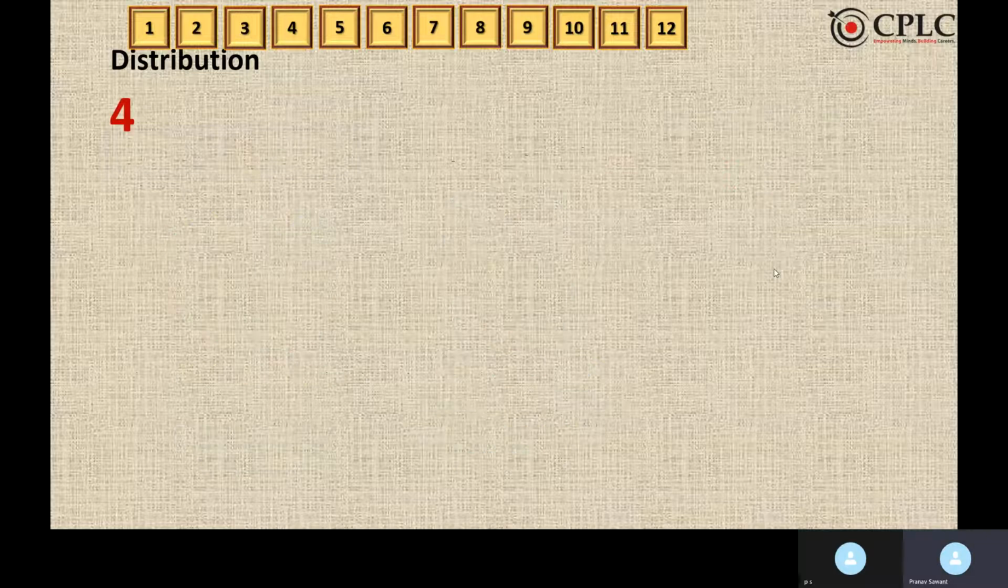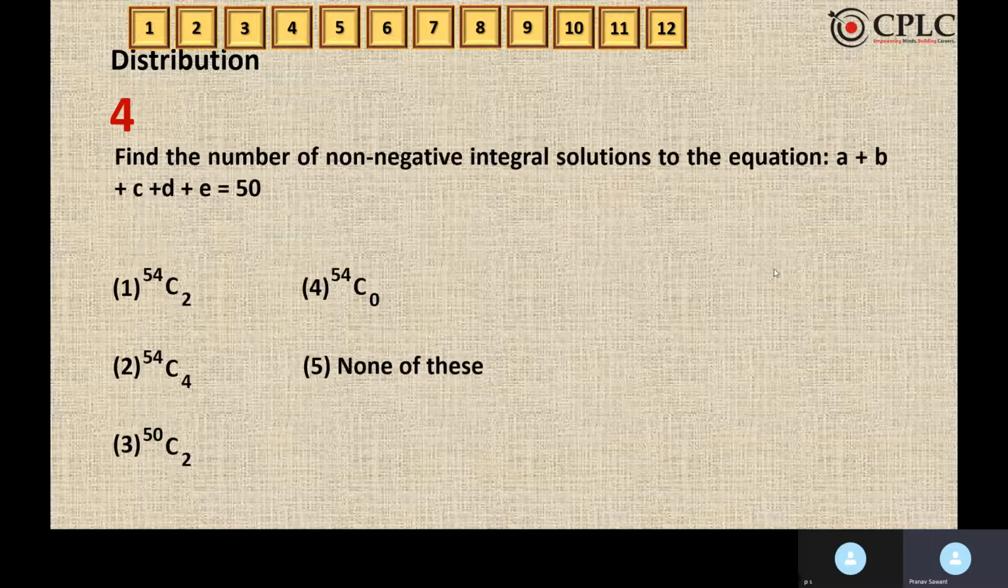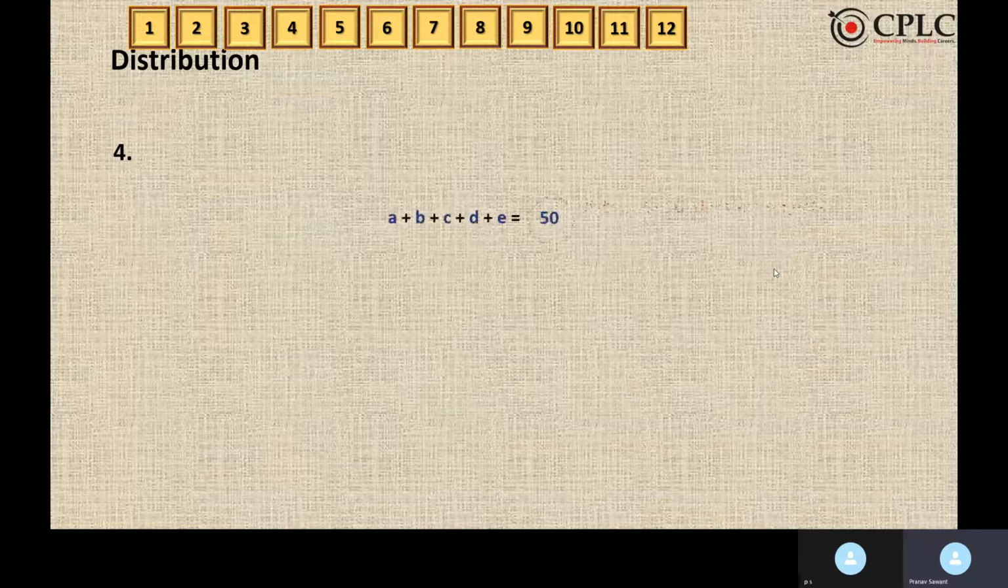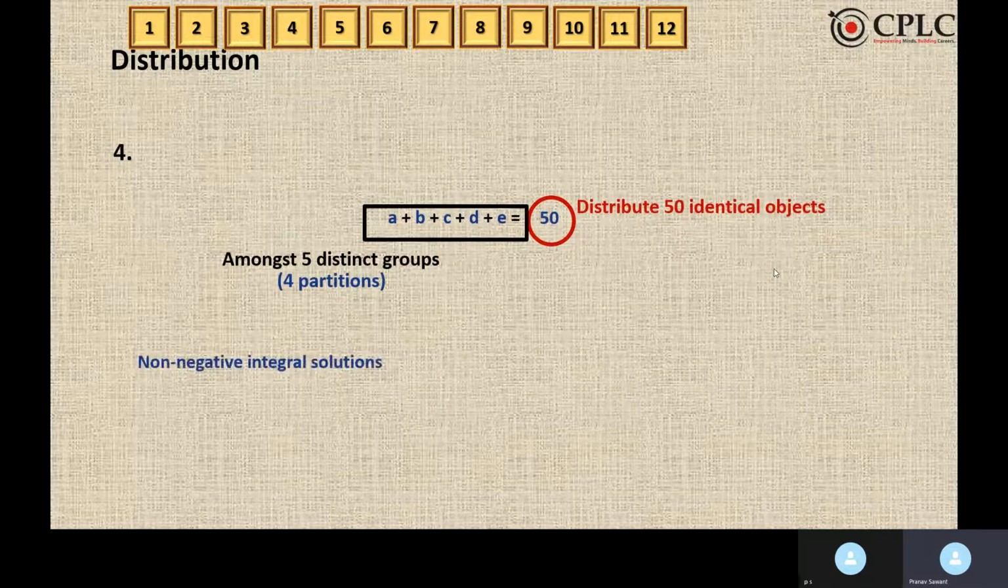Moving to the next question, find the number of non-negative integral solutions to the equation a plus b plus c plus d plus e is equal to 50. Now we want non-negative integral solutions. So it's basically distribute 50 identical objects amongst 5 distinct groups. So how many partitions do we need? We need 4 partitions. The non-negative integral solutions are going to be 50 plus 4C4, that is 54C4, which is option 2.